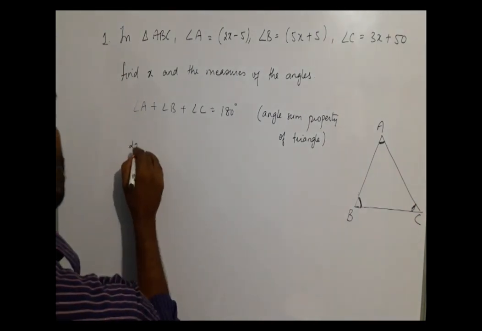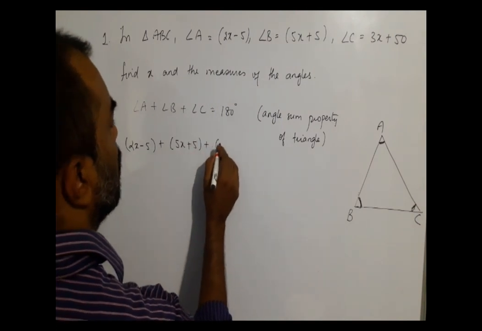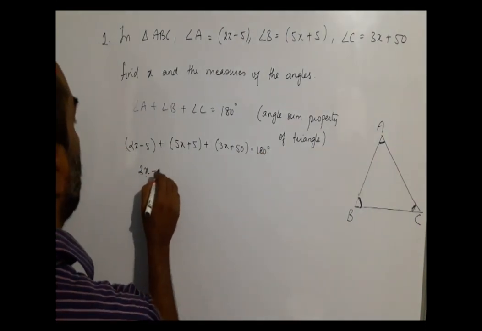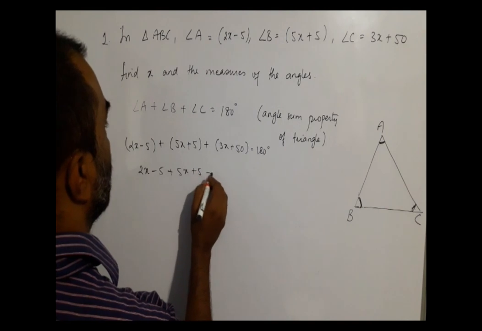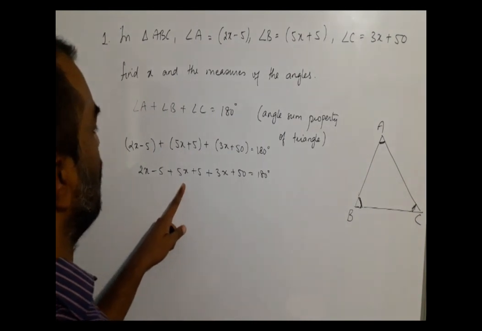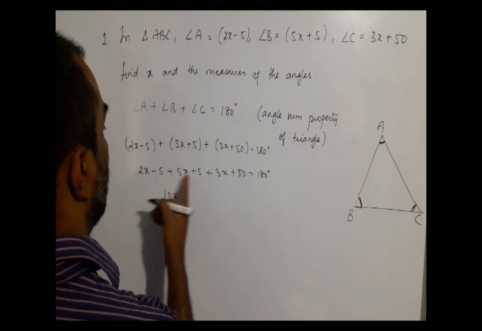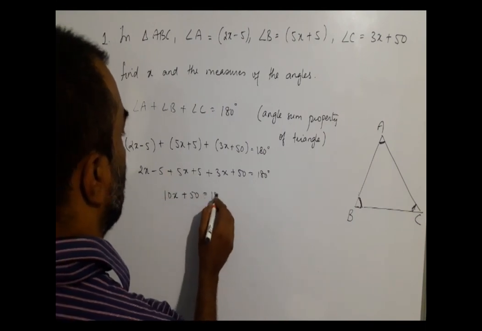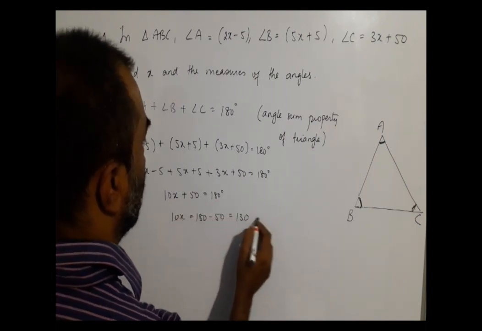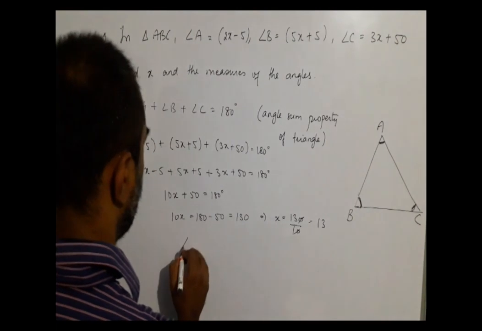Put the values down. 2x minus 5 plus 5x plus 5 plus 3x plus 50 equal to 180. 2x plus 5x, 7x, plus 3x, 10x. Minus 5 plus 5 plus 50, that is 50. So 10x plus 50 equal to 180. 10x equal to 180 minus 50 equal to 130, which implies x is equal to 130 upon 10, x is equal to 13.